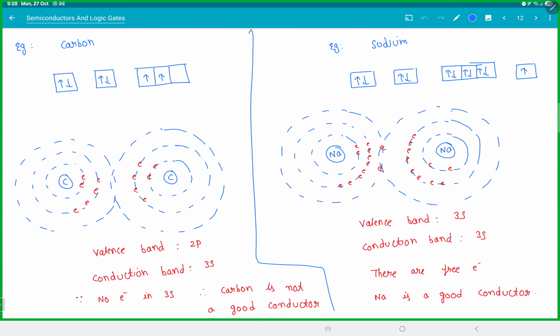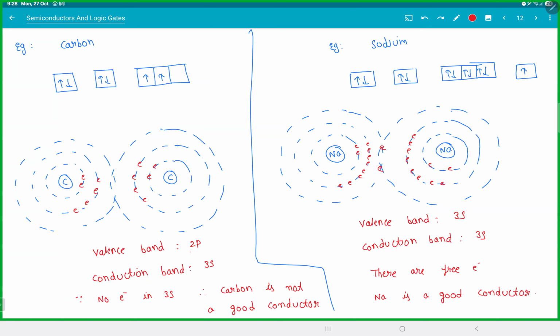Just for an example, suppose I take a carbon atom: 1s, 2s, and 2p2. Now look at this. Again, just an approximate diagram, if you have two carbon atoms, what is the common energy level? 3s, right? So if you take carbon and carbon, the 3s orbit is overlapping. But where are the electrons present? Up to 2p only. So the valency band is 2p, the conduction band is 3s. There are no electrons in 3s. That is the reason carbon is not a good conductor. If you take pure carbon, it does not conduct electricity.